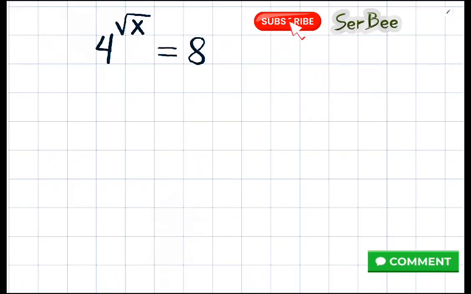So the given equation is 4 raised to the square root of x equals 8. So let us solve this. First, we need to rewrite this equation with the same base. We need to express both numbers in base 2.